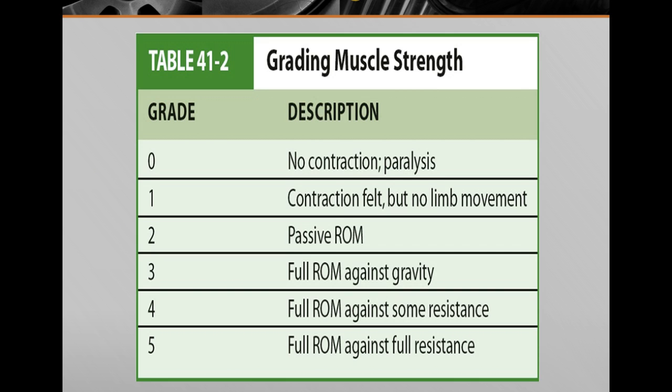I have included this table to see grading of muscle strength. 0 would be no contraction and total paralysis. And 5 is full strength of full range of motion against full resistance.